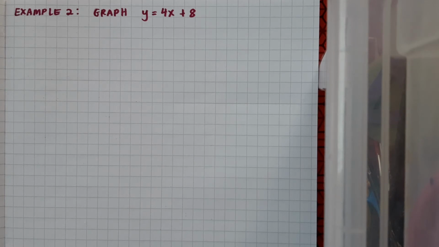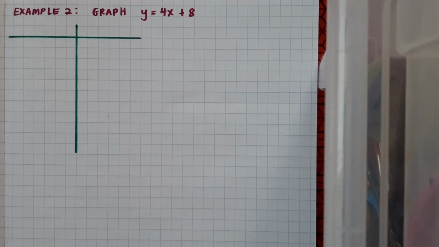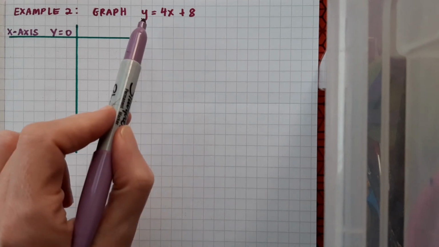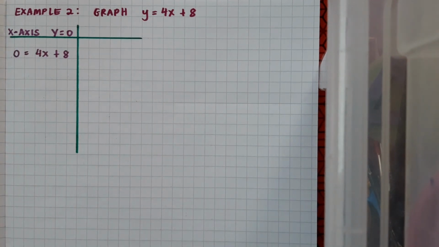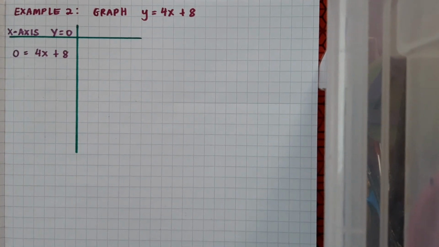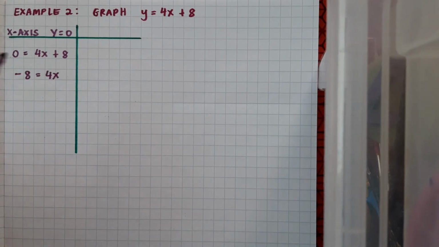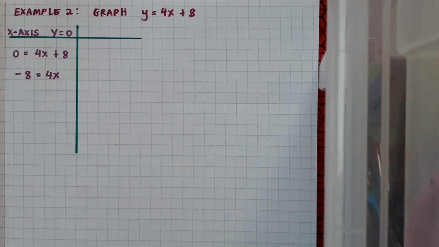I'm going to start off by making my little t-table for my calculations, and I'll start with the x-axis. So I'm going to let y equal 0. I'm going to go to my equation, and where I've got y, I'm going to replace it with 0. No need for a bracket this time because the y doesn't have a coefficient. Now I want to get the x by itself. I'm going to bring the 8 across the equal sign to make it minus 8, and then I'll divide by 4 to get the x. In this case, that's going to come out as minus 2.